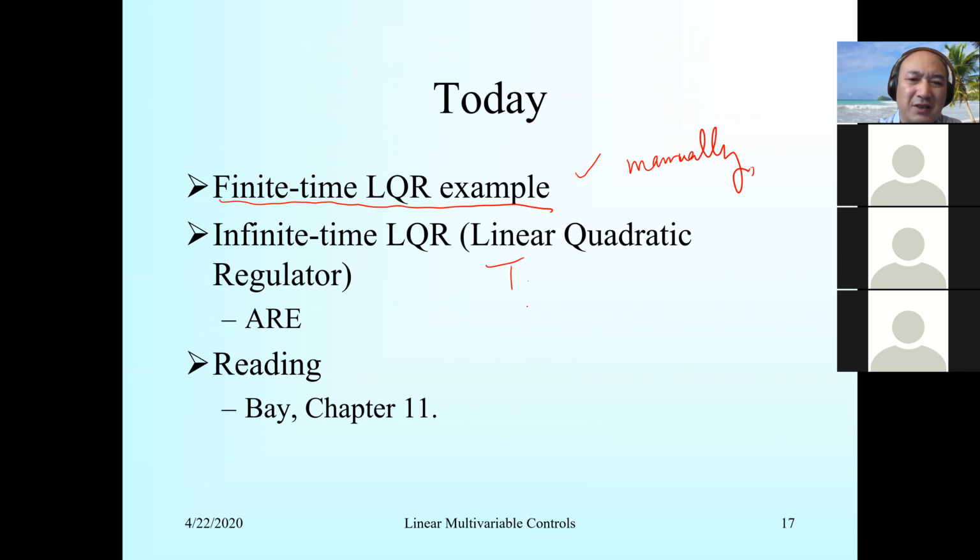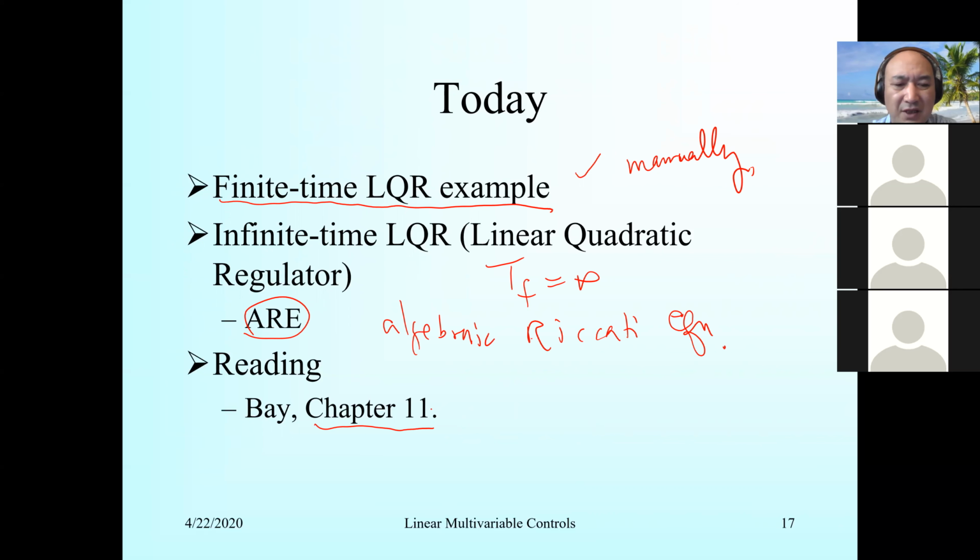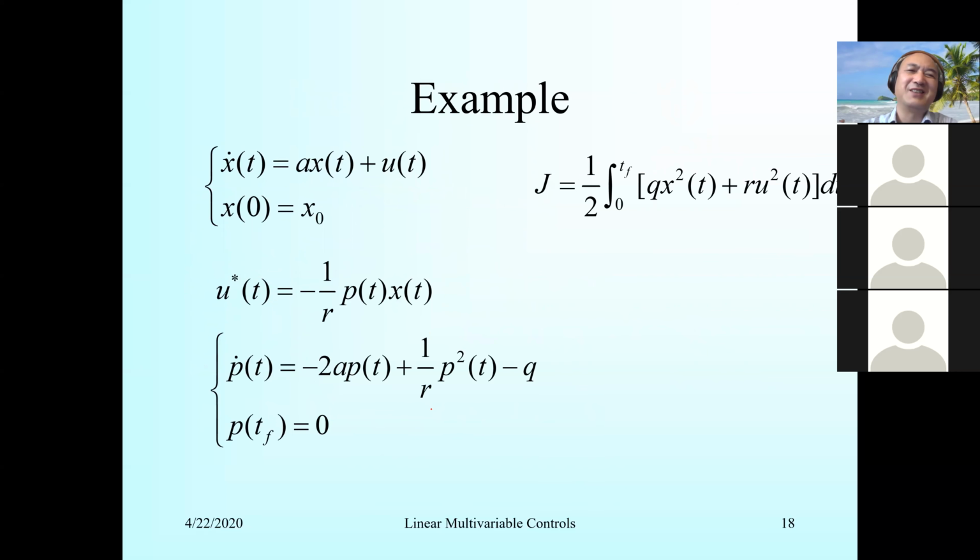After that, we're talking about when T_F is infinity, and we are going to get the ARE, which stands for algebraic Riccati equation. Again, I suggest you check chapter 11 of John Bay's book. I already put it in the folder. Let's dive into this simple example. This is a scalar, single input, single state. We don't define output. Just by the way, LQR is all about state feedback, so we assume all the states are available. And if not, we can introduce an observer. We're going to talk about that later, probably next week.